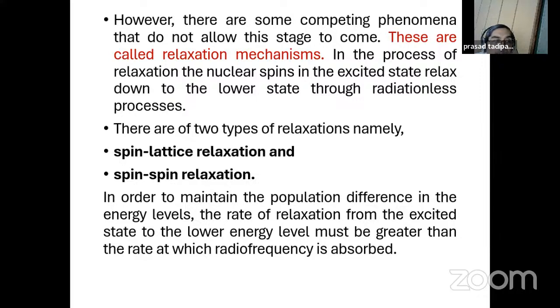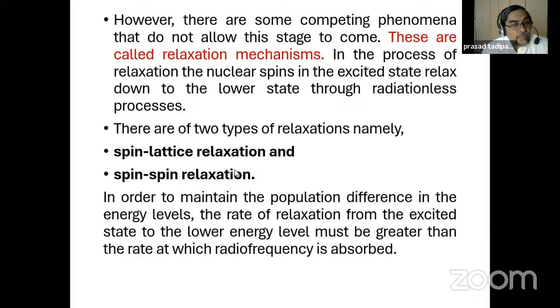So in the process of relaxation, the nuclear spins in the excited state relax down to a lower energy state through radiation-less processes. This type of radiation-less process, you have two. One is spin lattice relaxation. Another one is the spin-spin relaxation. So let us see what is the difference between these two and how do you distinguish between these two.